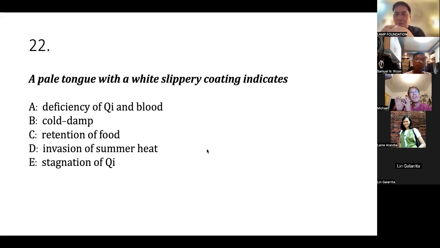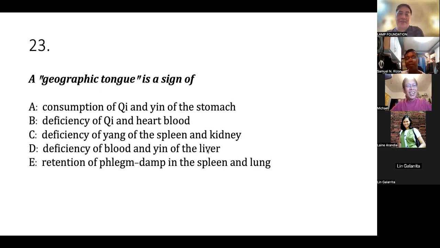Ano ba mangyayari pag nag-stagnate ang chi? Pag nakaupo ka ng matagal, anong nangyayari sa puwet mo? Nagmamanhid. Umiinit. Okay. Oh, mainit po. Next, number 23.